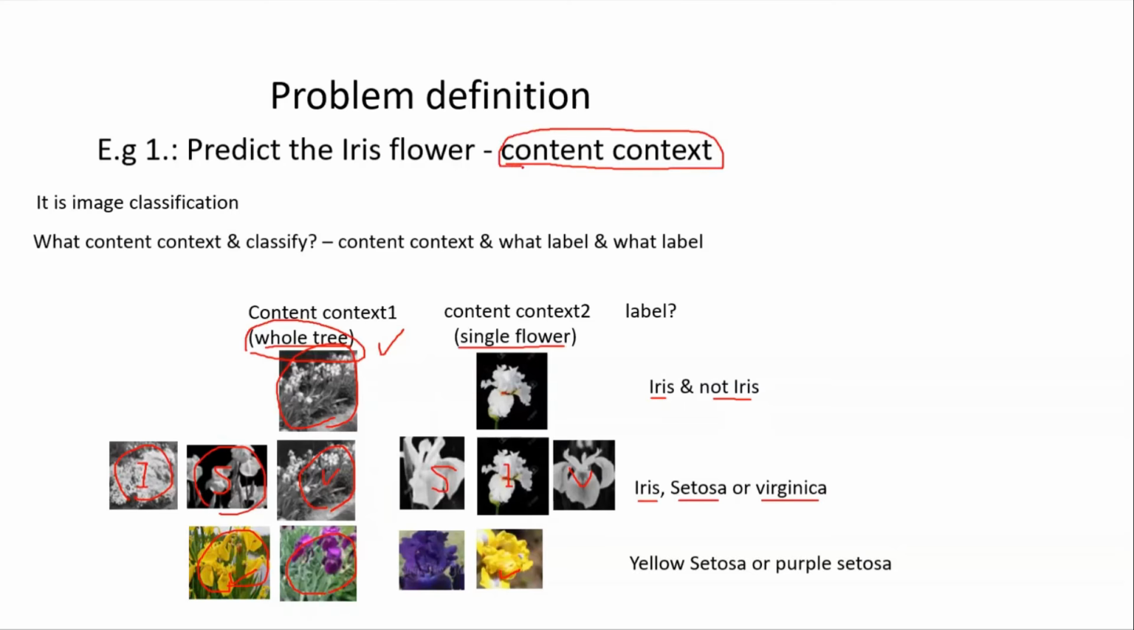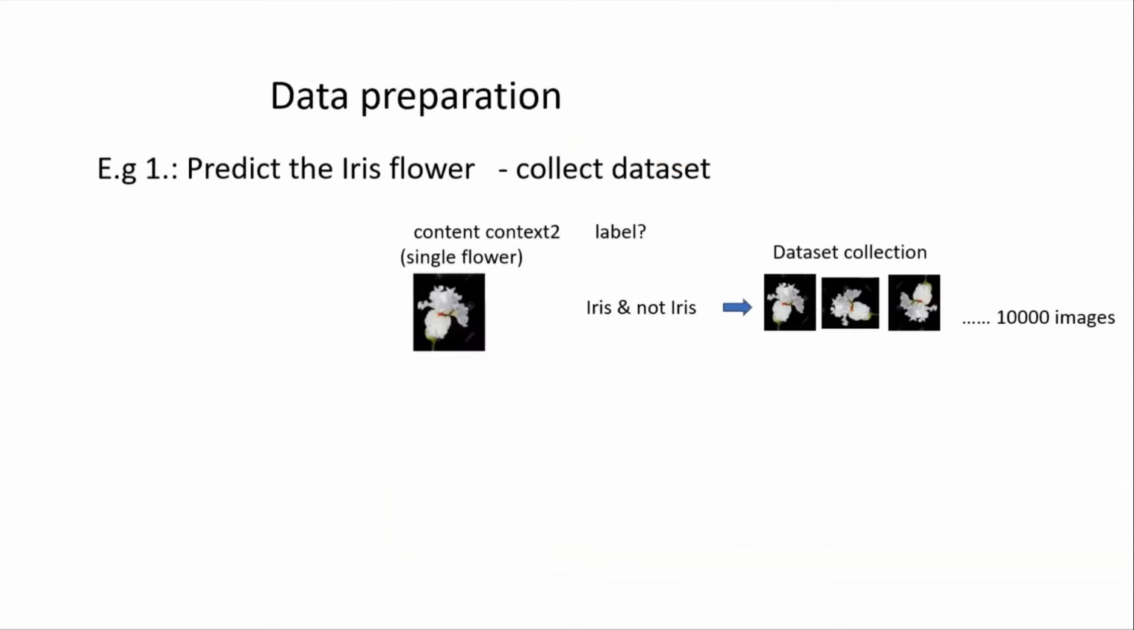If you do not understand this one, it's very difficult for you to learn machine learning, especially the word learning later on. Okay. And next, data preparation. The second step is data preparation. We're going to predict the iris flower.